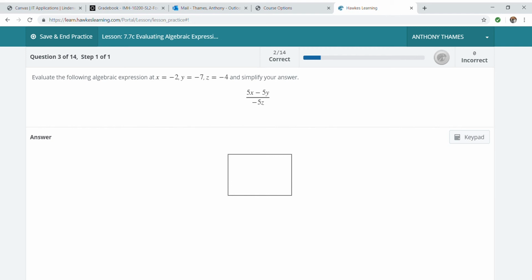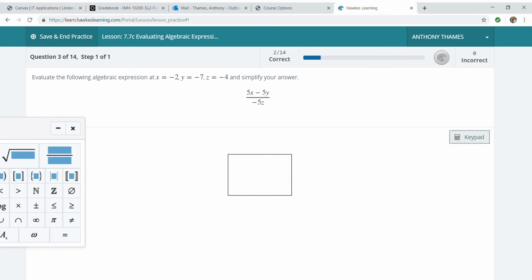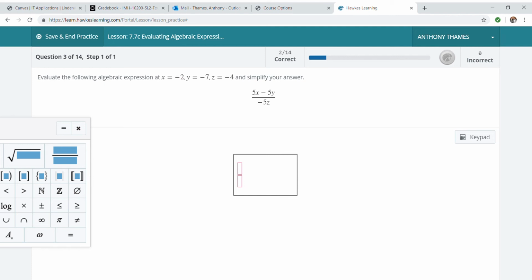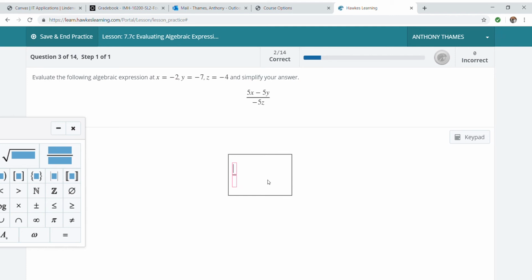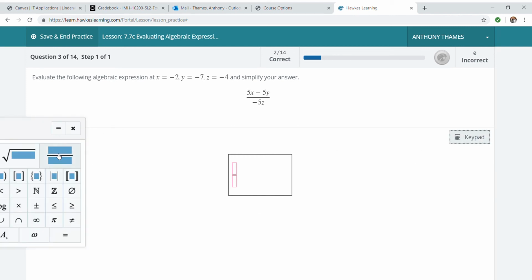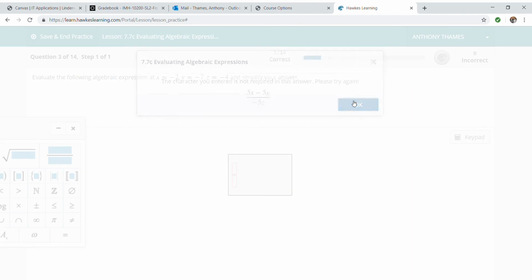So in other words, you want to read: simplify your answer. Because I'm recording this, I'm leaving this on here. Of course, we know how to make a fraction on Hawkes, that I showed you, right? You go to keypad and then you hit the one with something on the top and something on the bottom. So this one right here.